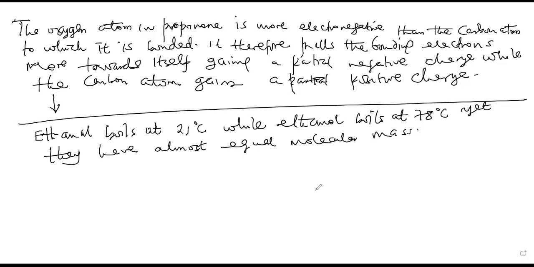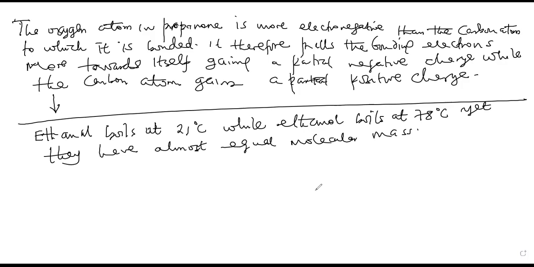If they have almost equal molecular mass, why is it that the other boils at a lower boiling point than ethanol? Now, what we need to know is that the other one cannot form intermolecular hydrogen bonds between its molecules. Its molecules only interact through weak van der Waals forces of attraction that require a low amount of energy to break.